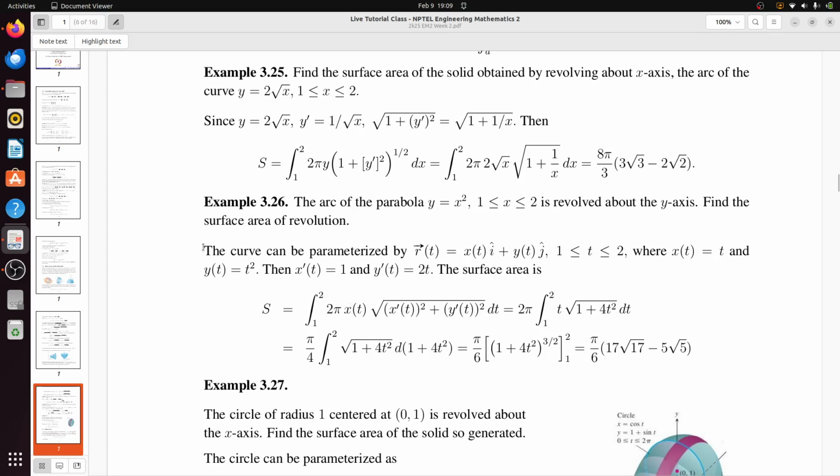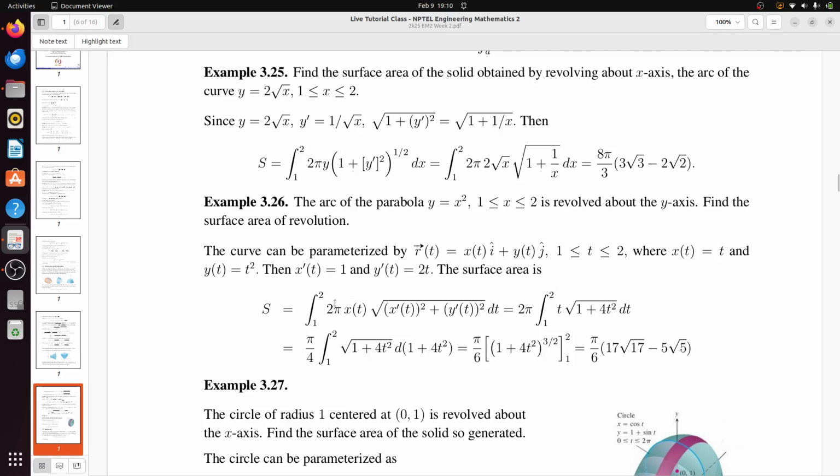The curve you can parameterize as r(t) equal to x(t) i cap plus y(t) j cap, 1 less than or equal to t less than or equal to 2, where x(t) is equal to t, y(t) equal to t square. Then x prime t equal to 1, y prime t equal to 2t.